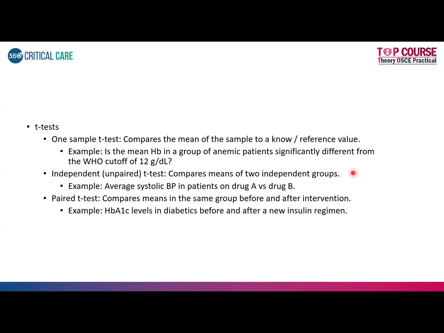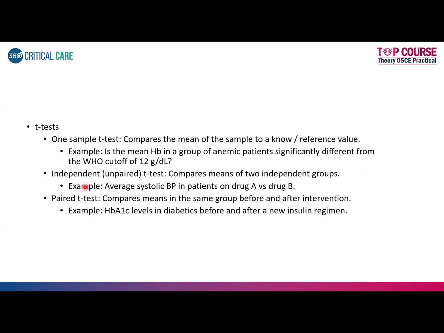Now, the unpaired t-test: you are comparing two independent groups. For example, you want to know whether the systolic BP decreases or increases with drug A or drug B. You have two independent groups, and you want to test a particular parameter for the two groups. Then you go for an independent t-test.